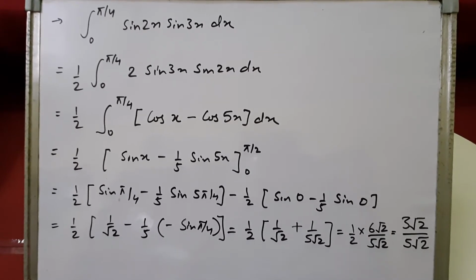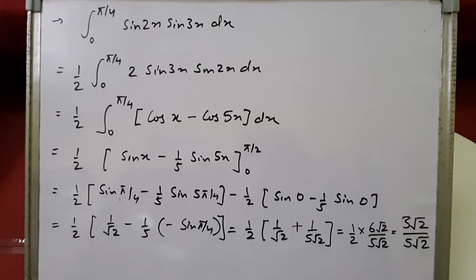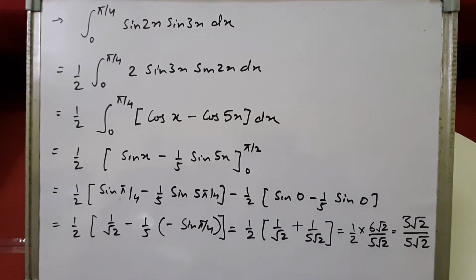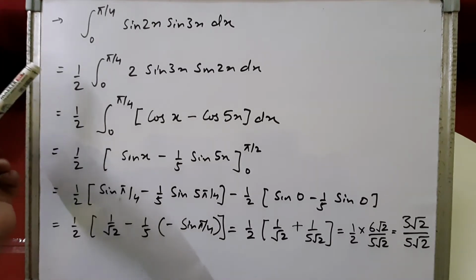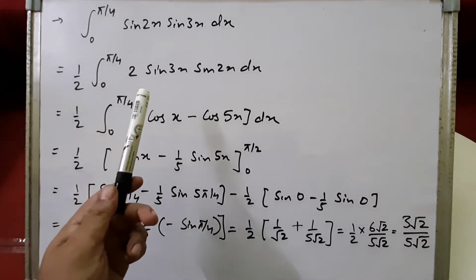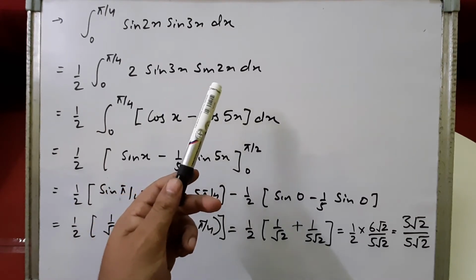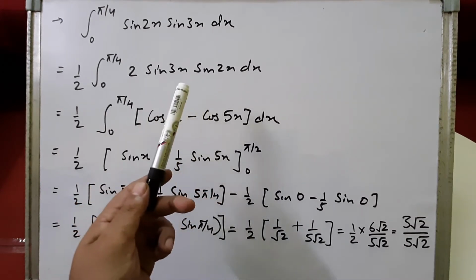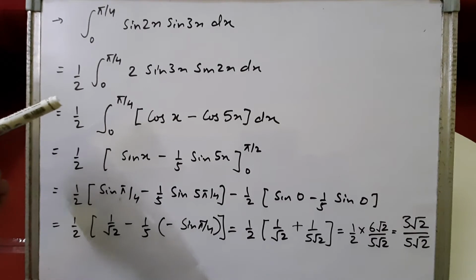Let's see another sum children. Now in this sum we have to integrate sine 2x sine 3x dx, and the lower limit is 0, upper limit is pi by 4. Now what will we do here? We'll simplify first. So divide it by 2 and multiply it by 2. When we do that, it will become 2 sine A sine B, and we know the formula: 2 sine A sine B is cos(A minus B) minus cos(A plus B).